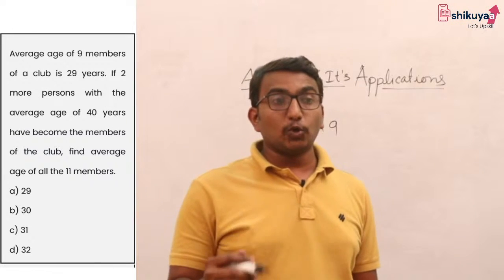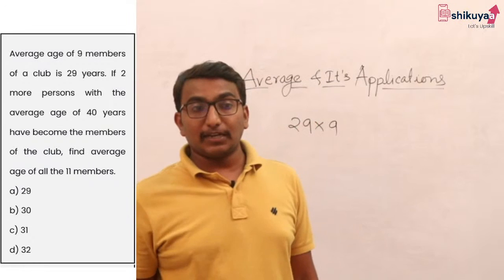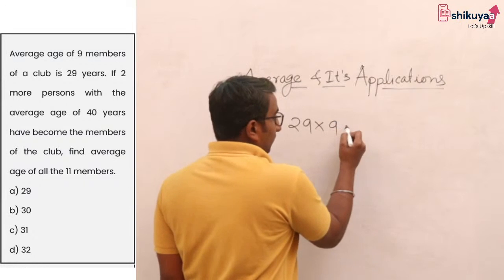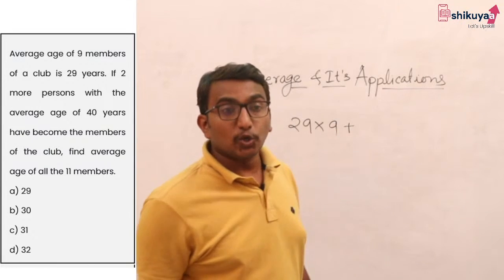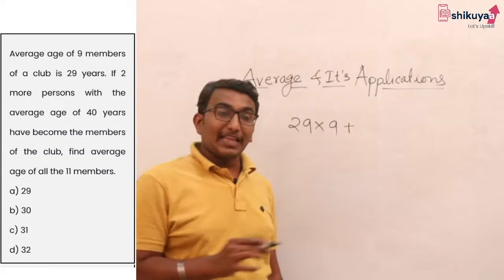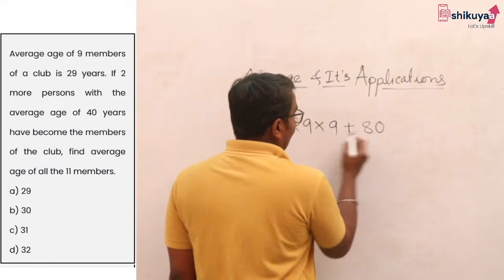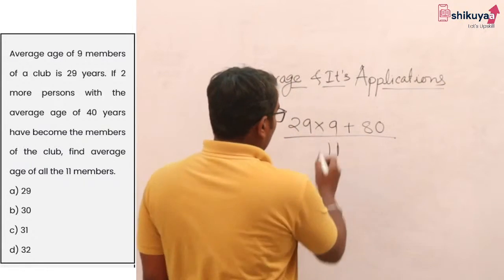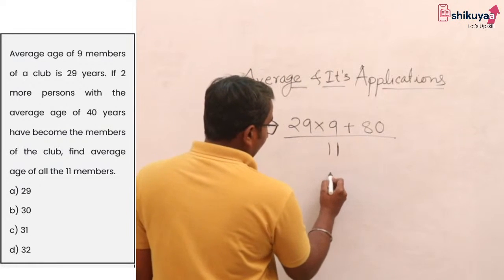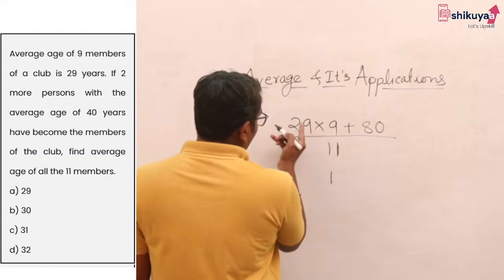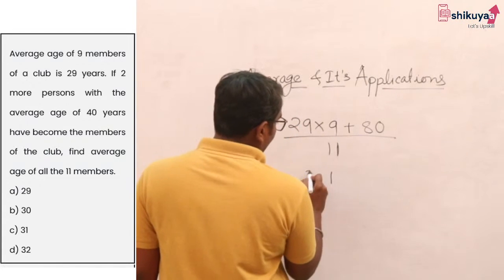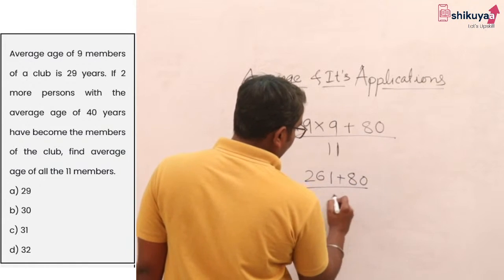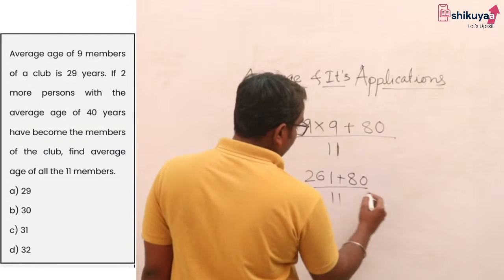Now what they have given is, if two more persons with the average age of 40 years have become members. So the average is 40. So what could be their summation? Their summation could be 80, so this is the first sum. We have to add the summation of these two people because we have to calculate the average of all the 11 members. So you have to add 80 divided by 11. So calculate this, you will get the answer. So 29 into 9, how much is it? 9 nines are 81. So here it is 1, 8, 9 into the 18 plus 8, 261 plus 80 upon 11.